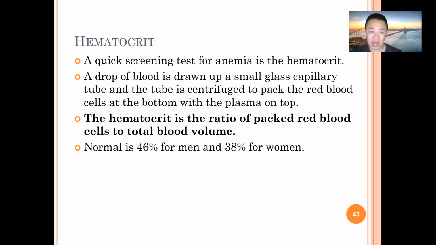Okay, talking about blood. Recall that a hematocrit here is a quick screening test for anemia. A drop of blood is drawn into a glass capillary tube. It's centrifuged and spun, and then the heavier red blood cells pack toward the bottom. The lighter liquid plasma packs toward the top, and then the white blood cells kind of hang out in the middle. The hematocrit is the ratio of the packed red blood cells to the total volume of blood, and in men, it's normal at 46%, women 38%, and normal on the average is 45%.